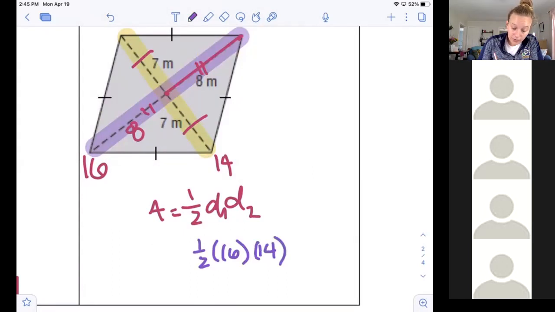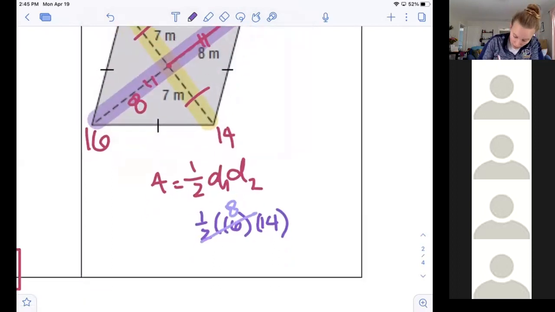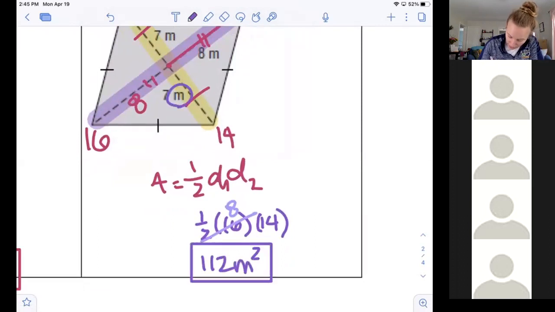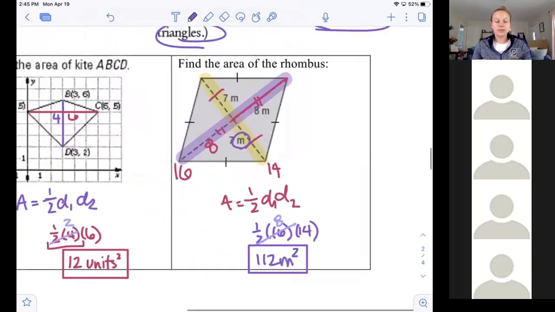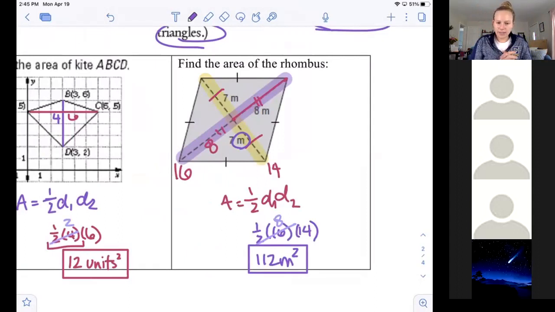Again, you can enter this in your calculator, but I like to simplify out here. So 2 and 16 have a common factor of 2, which gives me 8 times 14. And 8 times 14 is going to be 112. Ooh, this time it did give me a unit, so make sure we do meters. So 112 meters squared is the area for this rhombus. Again, there's other ways to find it, but these are the easiest ways to find the area, especially when I give you a diagonal.